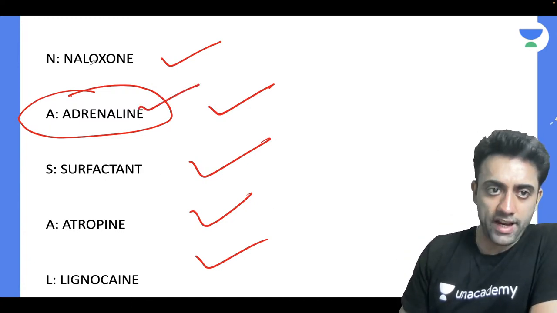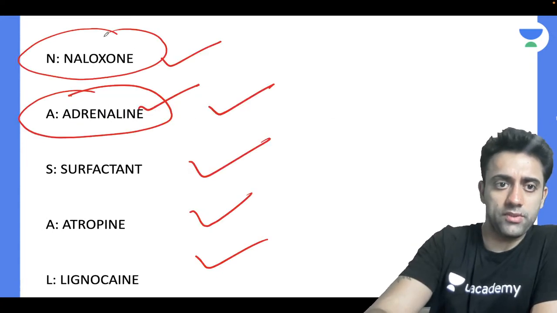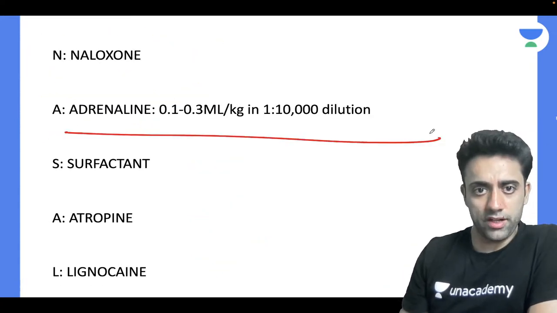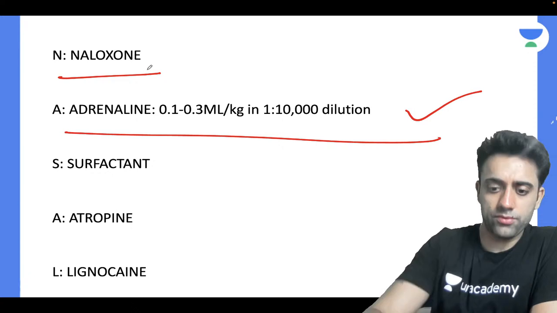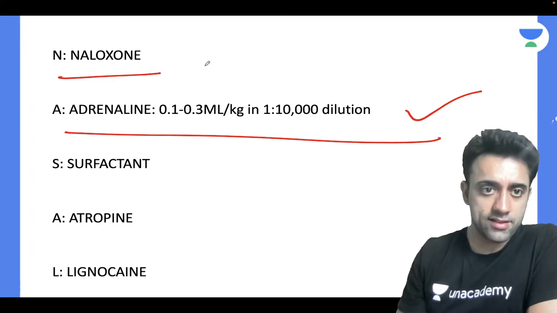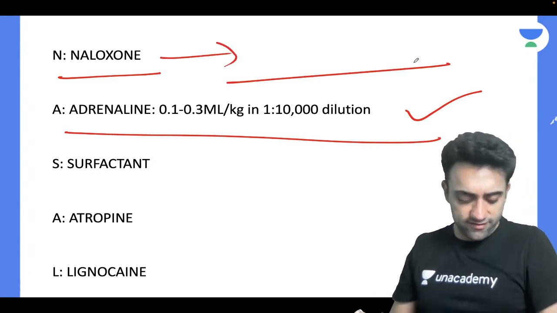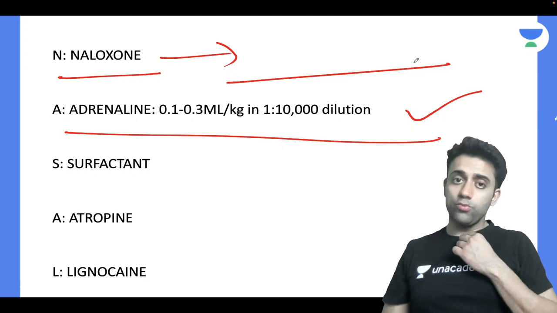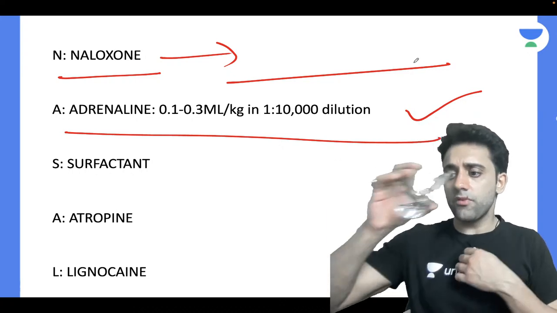But the adrenaline dose is done. What is the dose of naloxone? Who will tell? The adrenaline dose is over. What is the dose of naloxone, if I have to give? Any random guesses. Two more minutes, then this class is over.